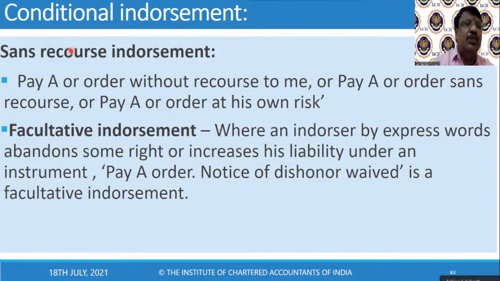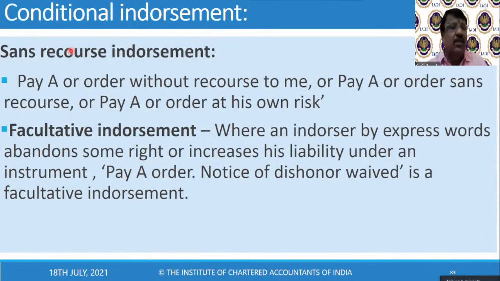Where an endorser by express words abandons some rights or increases his liability, then it is facultative. For example, normally, as we'll see later on, if there is a dishonor, there should be a notice of dishonor. You should go to the Notary Public and get it noted, which is not in your syllabus. But once you say notice of dishonor waived, then in a way you are increasing your liability. You're saying no need for notice of dishonor. If it is dishonored by him, bring it to me, I will pay. So pay A or order, notice of dishonor waived, is a facultative endorsement, where I am agreeing to something which is not necessary. I am going beyond.